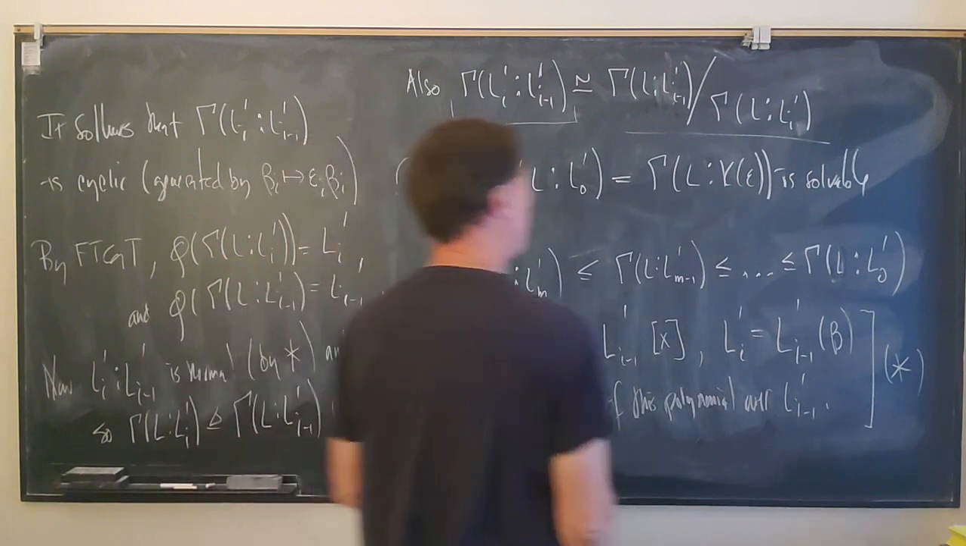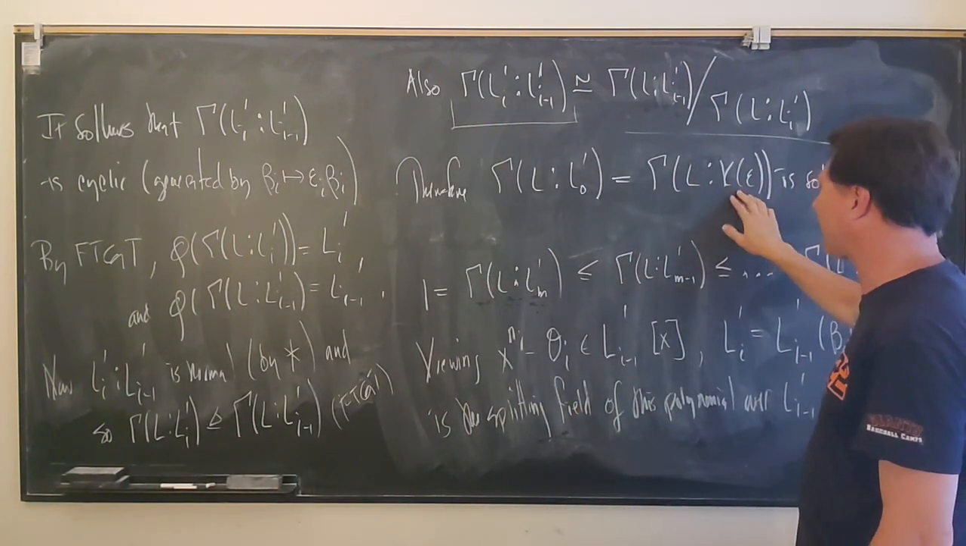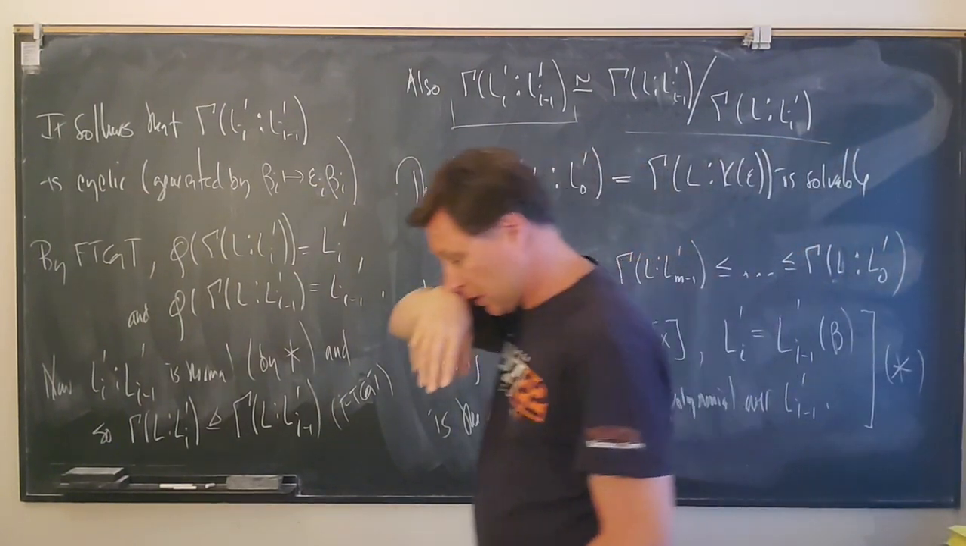That's not quite what we wanted though, right? We want to show that gamma of L over K is solvable. We don't have that. We got K adjoin epsilon there. So we got a little bit more work to do.